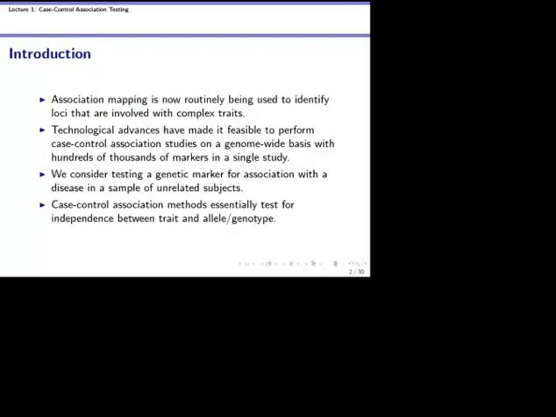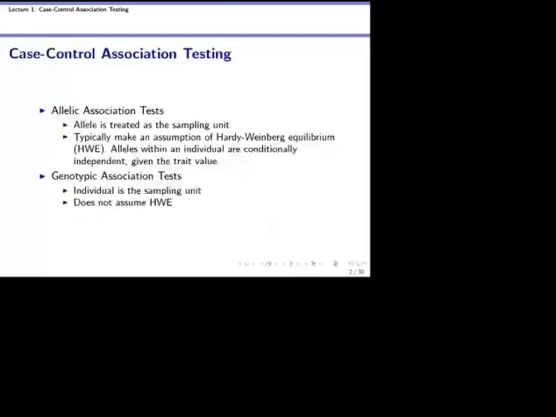So let's first consider the case where we're interested in a dichotomous trait. Either you have the trait or you don't, you have a disease or you don't. And so essentially, at its most basic, case control association testing is trying to test for independence between trait and allele or genotype. So if you tell me your allelic or genotypic value at a particular marker, does that give me any predictive power for determining whether or not you have the disease or not? Okay, and so we want to know whether or not those two are independent.